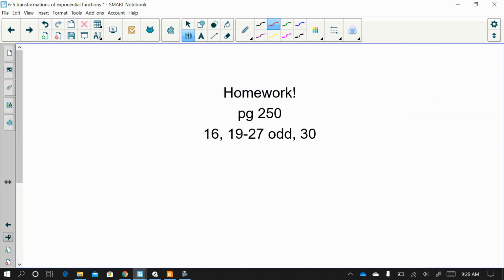So here's your homework for tonight. Please look on page 250. You're going to do problem 16, 19 through 27 odd, and 30.